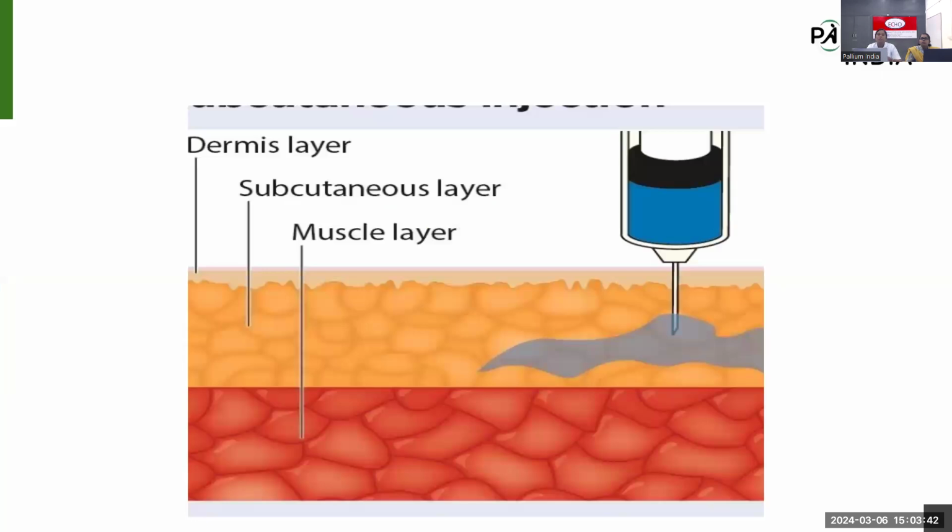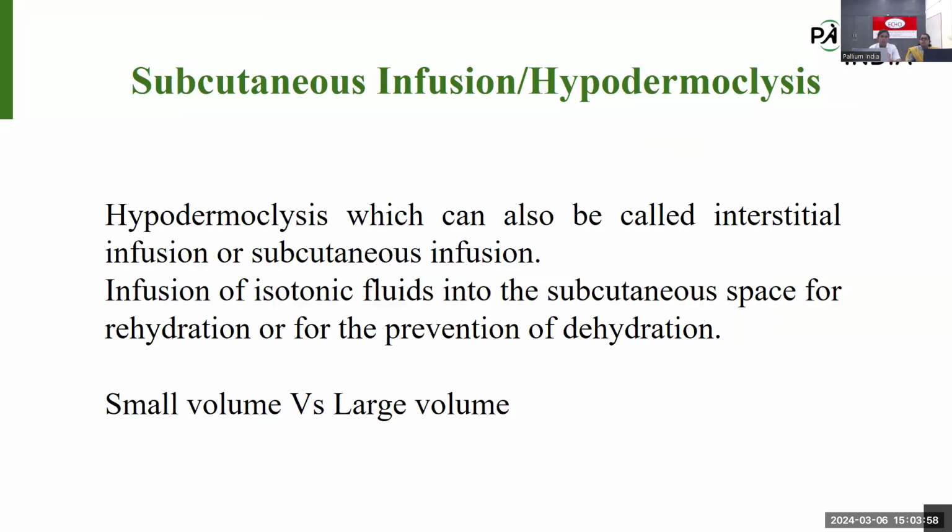Okay, let's see. This picture shows the layers of skin. The first one is the dermis layer, and next is the subcutaneous layer and then the muscle layer. Today we are discussing the introduction of fluid into the subcutaneous layer, that is subcutaneous infusion. Subcutaneous infusion is otherwise known as hypodermoclysis. Hypodermoclysis can also be called interstitial infusion.